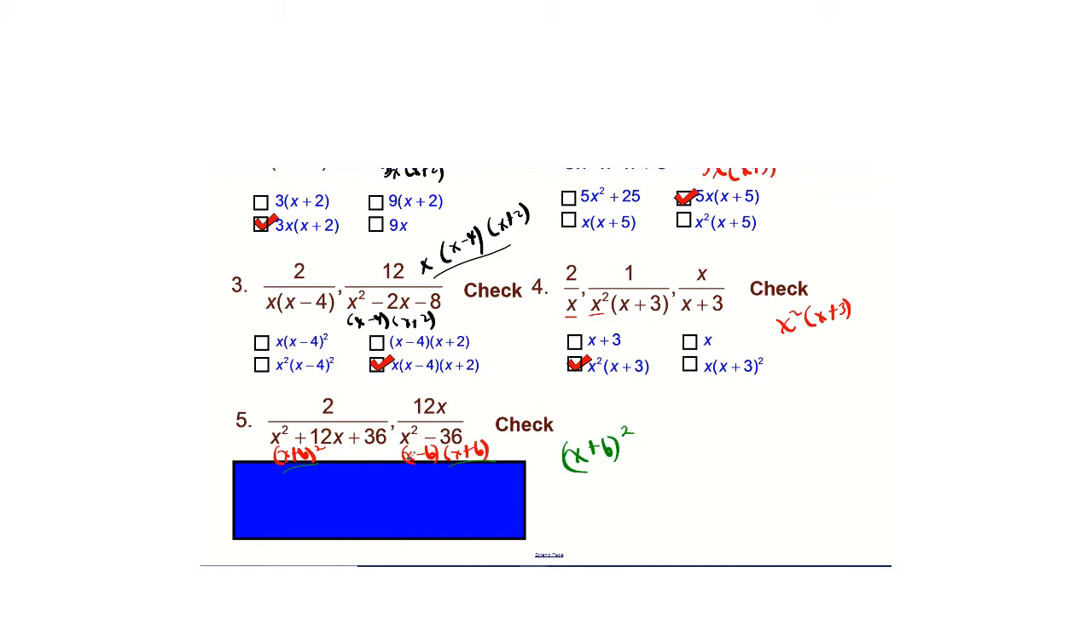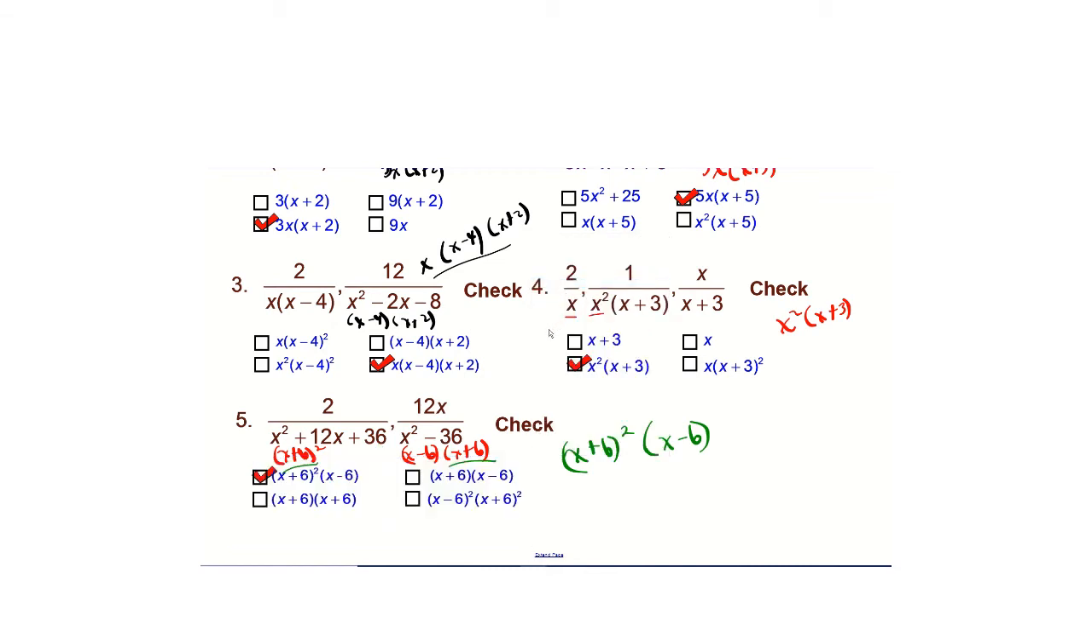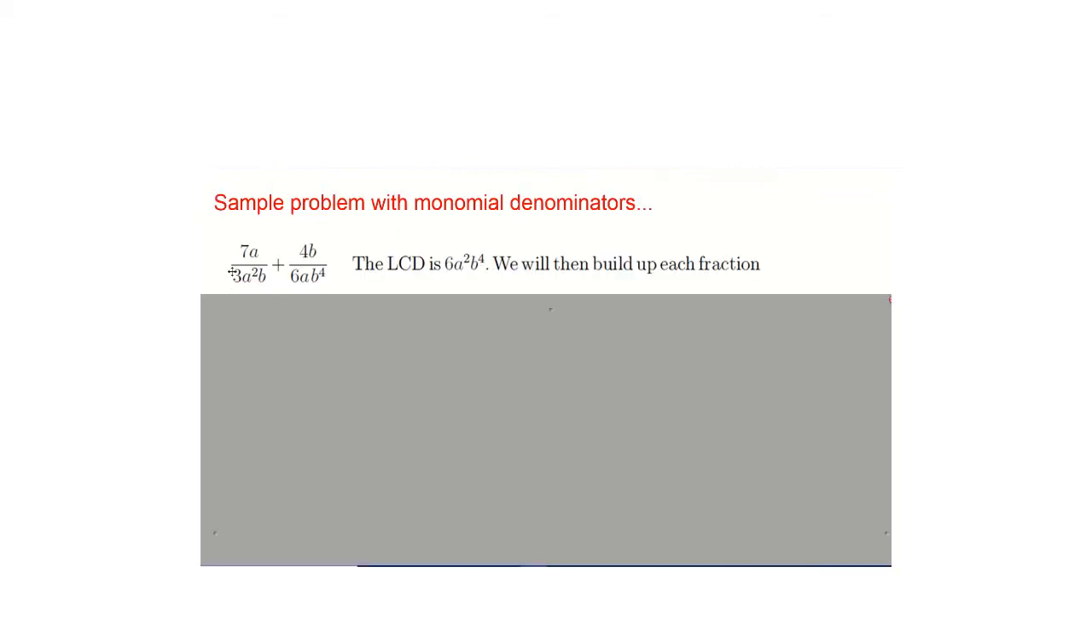And then I'm going to need an x subtract 6 to cover this factor. Even though it doesn't show up here, that doesn't matter. Every factor that appears in the denominators must be part of your least common denominator. That would cover all of those denominators: x plus 6 squared multiplied by x minus 6. All right, so now that we see how to find common denominators, hopefully, let's put that into practice and add and subtract some fractions.